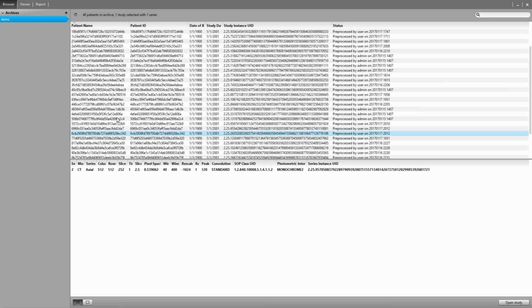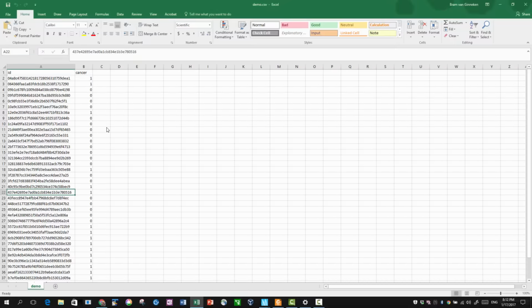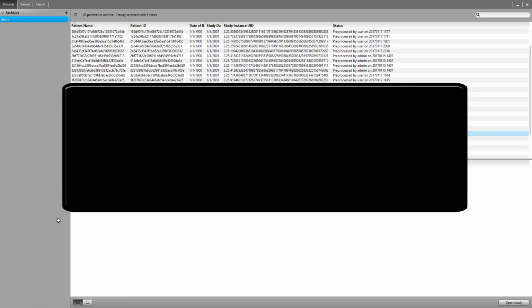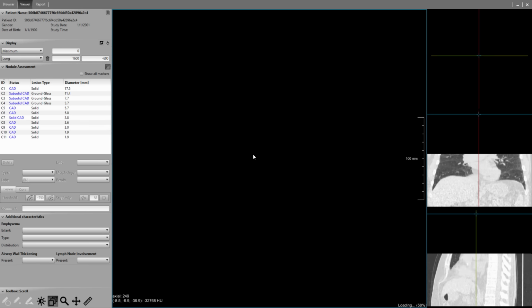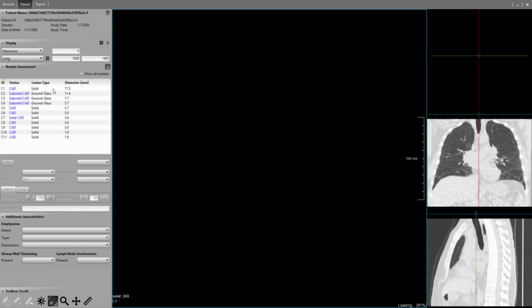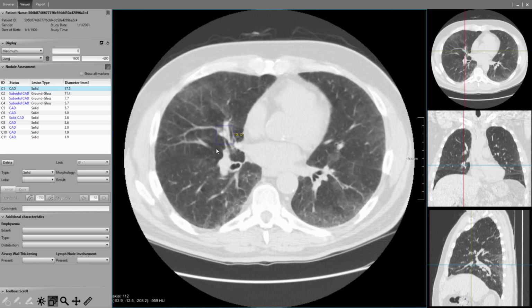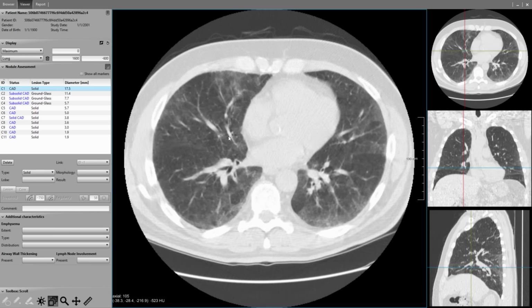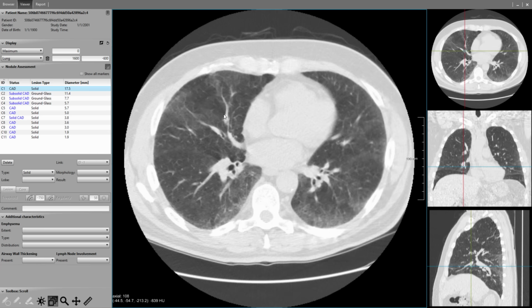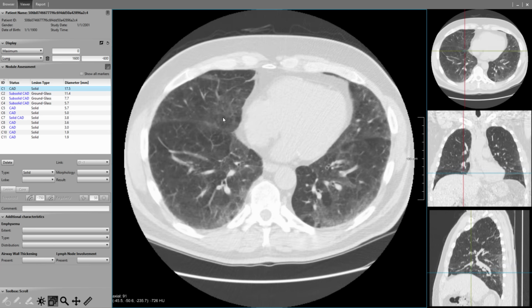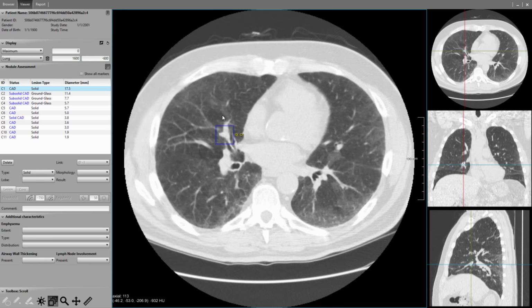Let's try to load another non-cancer case. All these are cancer cases, so this should be a non-cancer case. 506. Well, this is a non-cancer case, but also some findings. It's a very bad scan. Motion artifacts probably. Very hazy appearance. Could also be some ground glass.